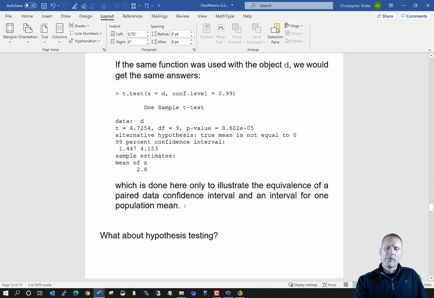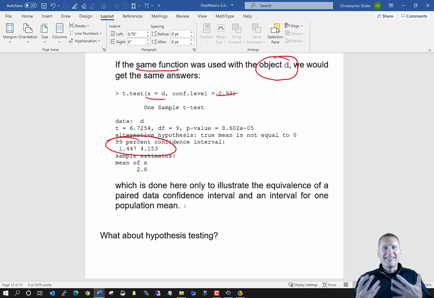Now, what if we use the same function, t.test, but now we only work with the differences instead? Maybe we can imagine that this was just a one-sample problem. So I say x equal d, use what we did in the previous section for one-sample problems, confidence level of 0.99, and guess what? I get exactly the same thing. I purposely did this just to emphasize that we're doing exactly the same thing as for the one population set of notes, but now we work with the d's instead.